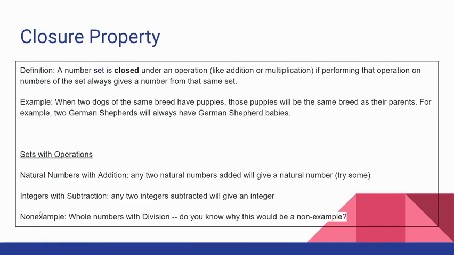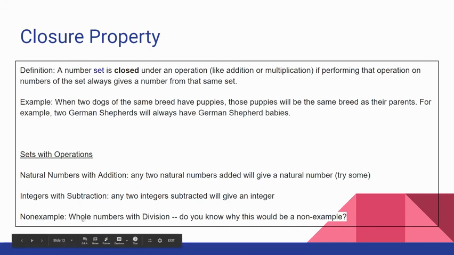Another example is integers with subtraction. Remember, integers can be negative, positive, it could be 0, but it can't be decimals or fractions. If you subtract any 2 of them, you might get a negative number, a positive number, maybe even 0, but you will never get a fraction or a non-integer. So that's why when you subtract 2 integers, you're going to get another integer.